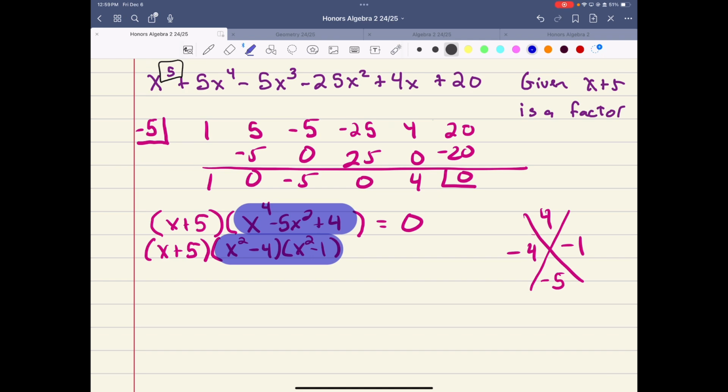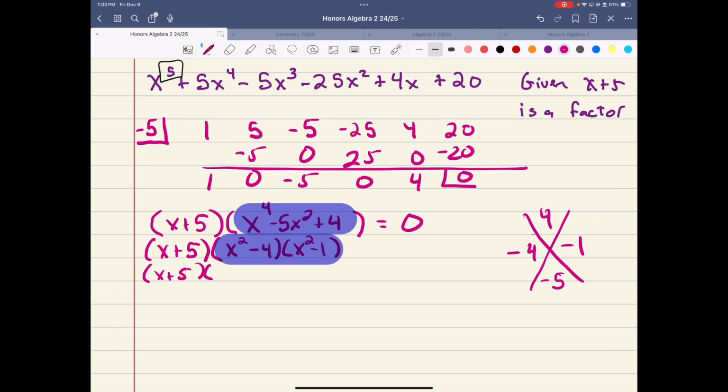Is it done? Nope. These two in blue are still not done being factored. Could you find the zeros from this point? Yes, you could. But let's take the factoring one more step.